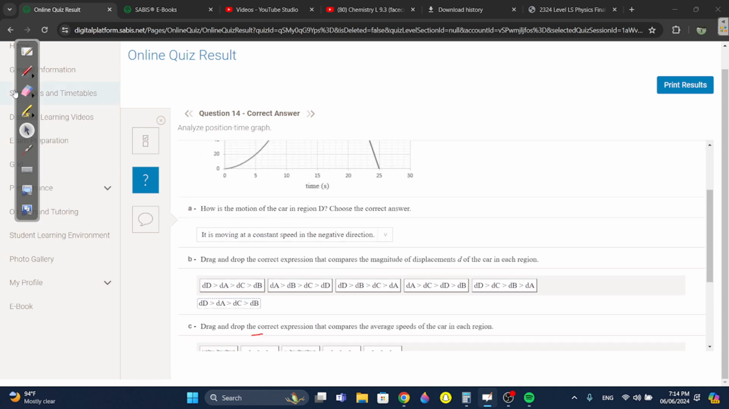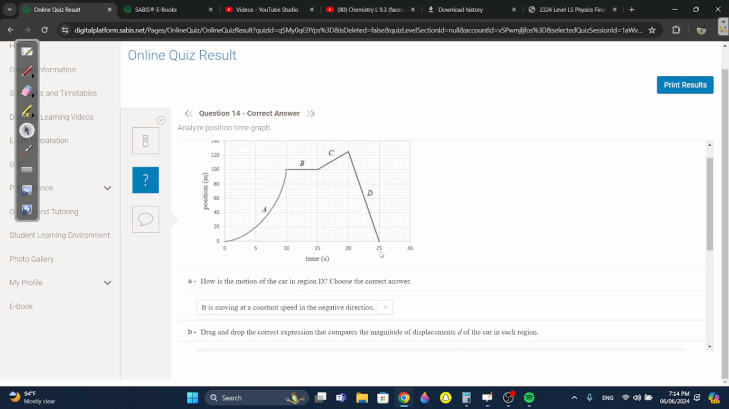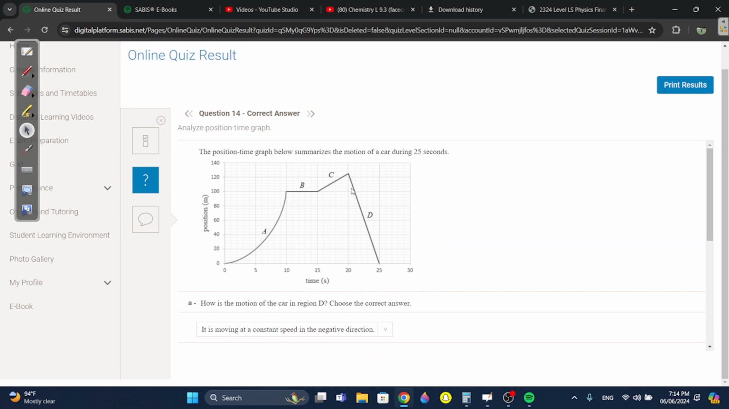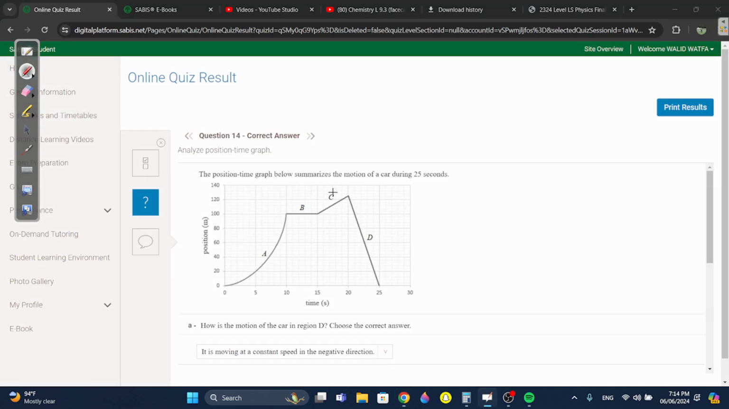Part B, how would you compare the displacement of each region? Which one has the greatest displacement? I think it's going to be D. Of course D has the greatest displacement. It's the longest line. Then C, I guess. No, then A, then C, then B. D, then A, then C, then B. Yes, D has the longest line. It's going from here to here.